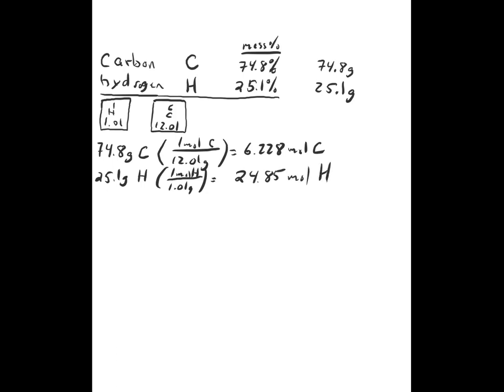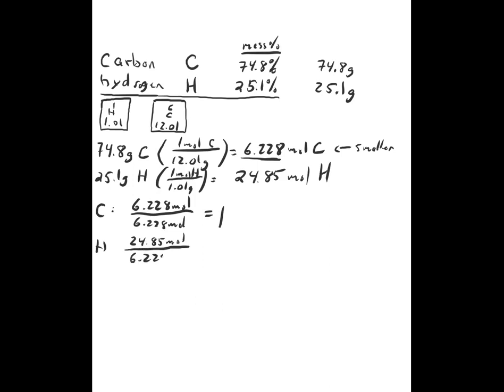Okay. Next step, divide each by the smaller number. This one's the smaller one. So that's the one you're going to divide by. So we're going to do carbon first. We're going to divide it by itself, right? Because it's the smaller one. And like I said, you're always going to get one of these will be 1. It has to be because you're dividing it by itself. Then you do the hydrogen. Hydrogen is 24.85. Divide that by 6.228, divide by the smaller.